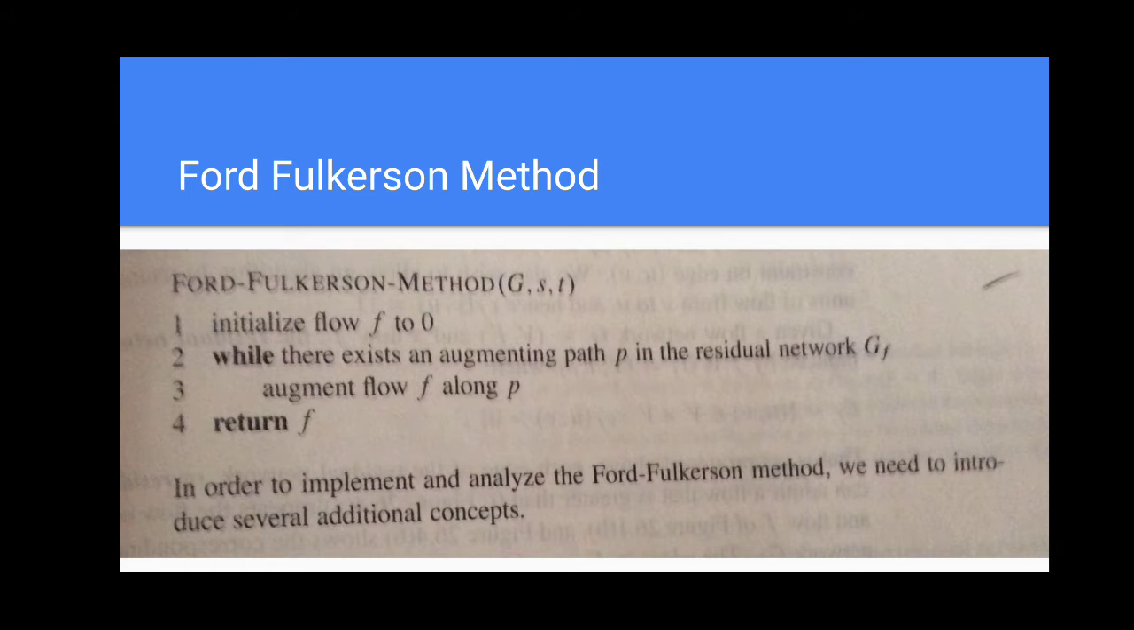The outline of the Ford Fulkerson method goes like this. Initialize flow f to 0. While there exists an augmenting path p in the residual network Gf, you go on augmenting flow f along the path p. Once you come out of the while loop, you return the flow f and that will be the maximum flow possible. In order to implement this, we need to introduce several additional concepts such as the residual network, augmenting path, and the graph cuts.